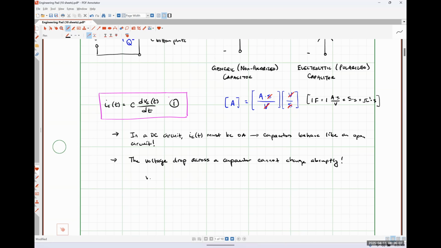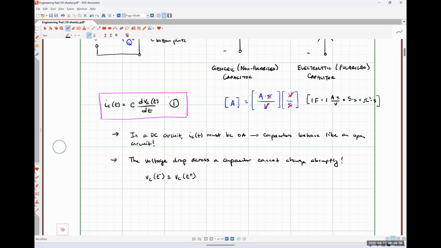So mathematically, I'm going to represent this as VC at t approaching from the left must be identical to VC at t approaching from the right. So once again, in this case, the voltage drop across the capacitor has to be a continuous function of time with no discontinuities or anything like that from a mathematical perspective.